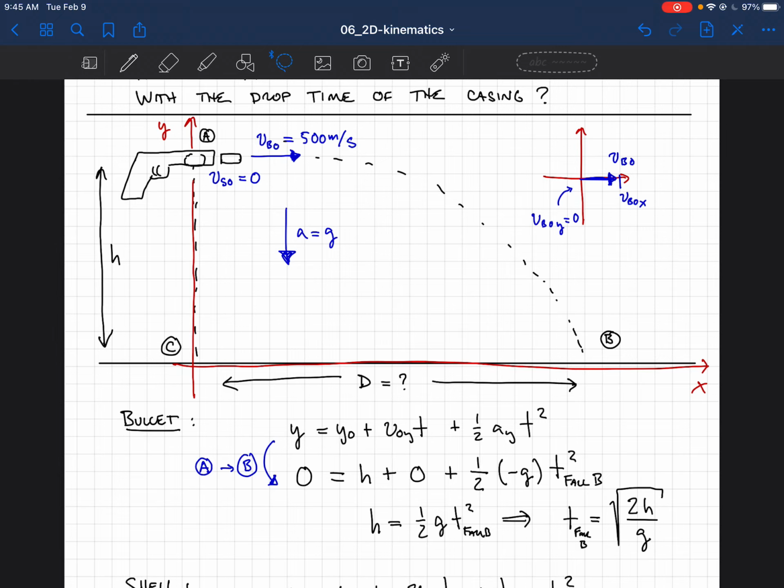Why is that true? Well, it's true because the horizontal and the vertical motions are completely separated. So when I look at the bullet's motion, I don't have to think about its horizontal motion in order to describe its vertical motion. Its vertical motion is completely determined by this downward acceleration, and that description, which is in this equation here, is exactly the same description for the shell, which is just simply falling to the ground. So the horizontal motion of the bullet doesn't affect its vertical motion at all.